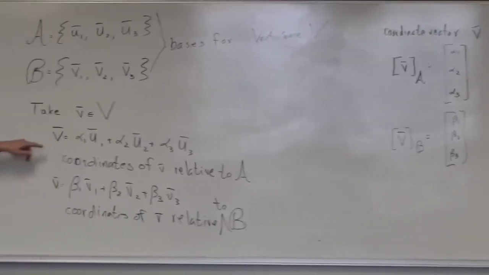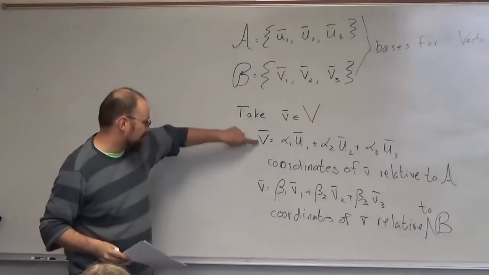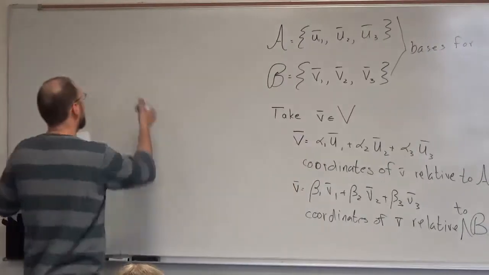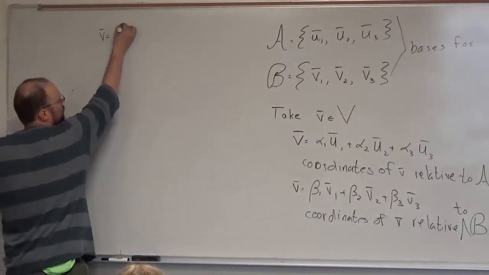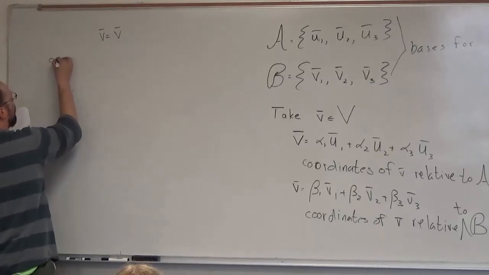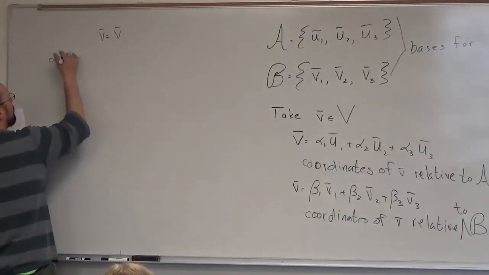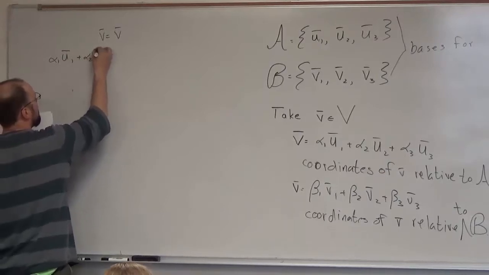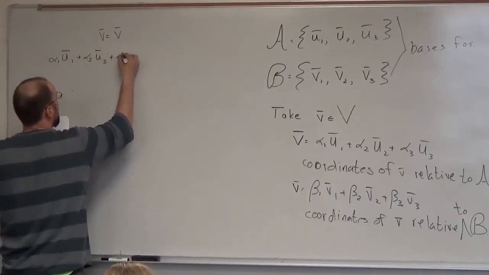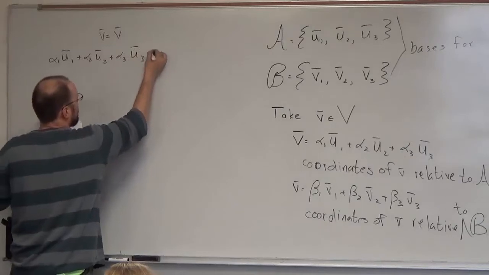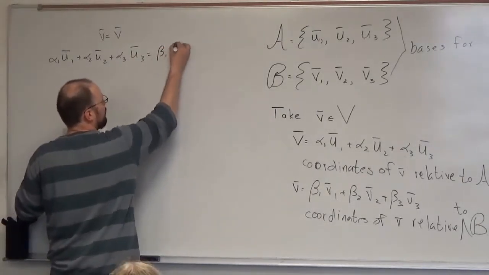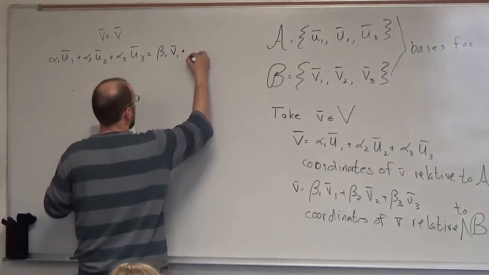So we're going to take advantage of the fact that this is exactly the same vector. So these things are equal, right? Because it's the same vector. We're going to write it as a linear combination of the basis elements in A, and that should be the same as a linear combination of the basis elements in B.